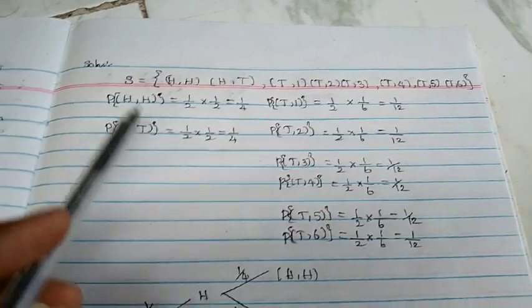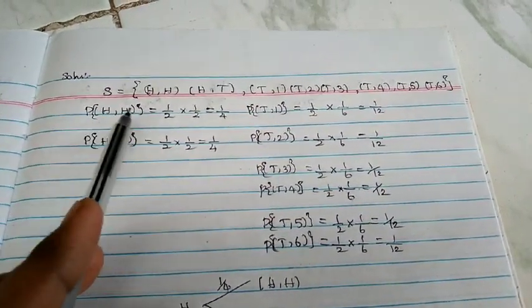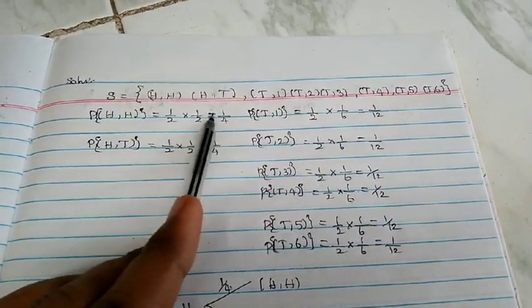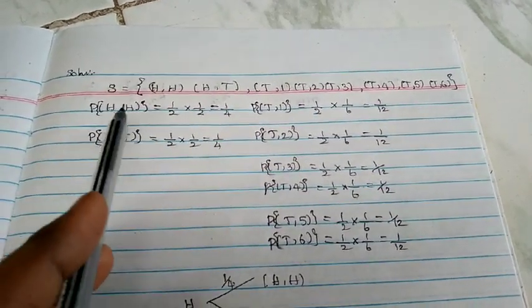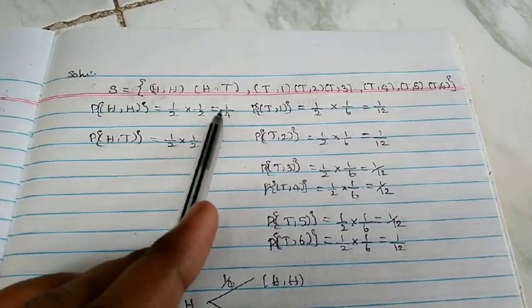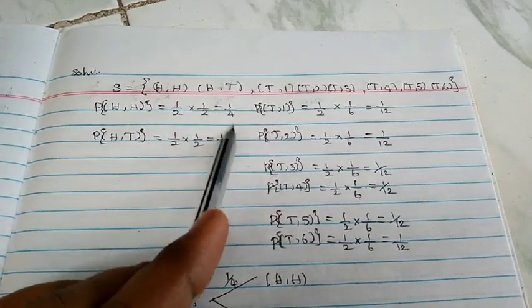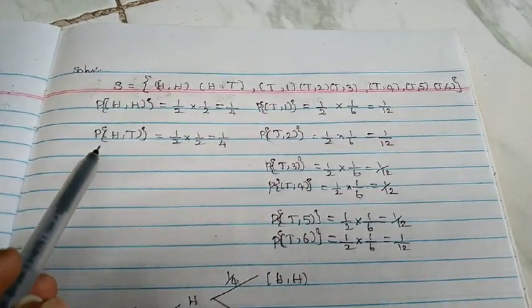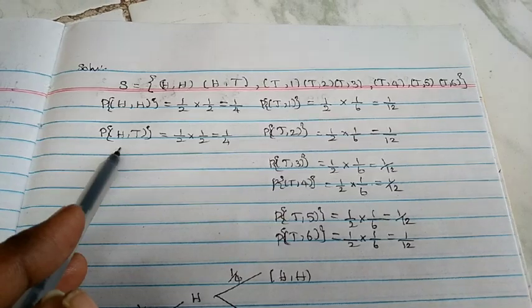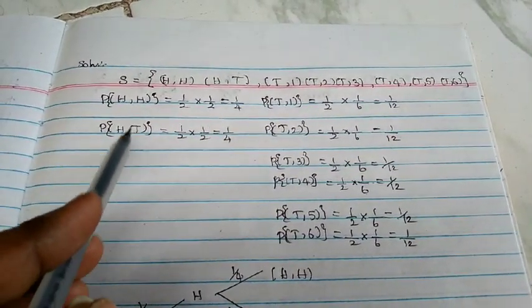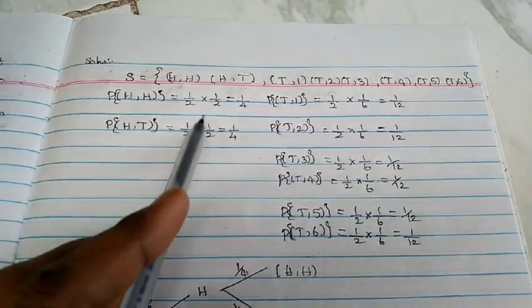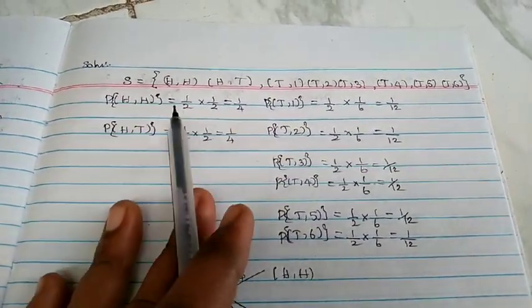Then we get the probability of H comma H as 1 by 2 into 1 by 2. How does it come? First, when we throw the coin, it is 1 by 2. Next, if we get head, we throw the coin again, so 1 by 2. 1 by 2 into 1 by 2 means 1 by 4. Here also the same thing. Probability of H comma T: first we throw the coin, 1 by 2, and it shows head, so we throw the coin again. So 1 by 2 into 1 by 2, finally we get 1 by 4.